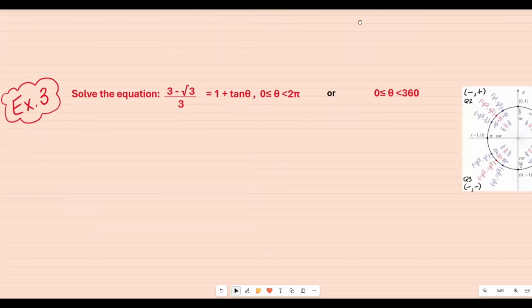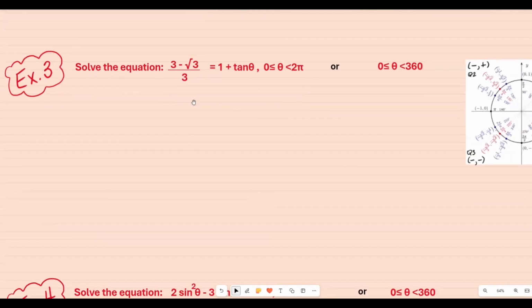On to example 3. So I'm asked to solve this equation. This time I have tangent, and so that's the one that's y over x. So we're probably going to do a couple more steps here. What I would do, since I have a fraction over here with a radical, is I would separate everything. So I'm going to have 3 over 3 minus root 3 over 3, and then I'm going to be moving this 1 over. Well, the 1 as a fraction is negative 3 over 3. So now I'm going to go ahead and simplify this. I now have tangent on the side by itself. I just need to simplify the left-hand side. Well, I have a positive 3 over 3 and a negative 3 over 3, which results in 0. So my tangent theta is negative root 3 over 3.